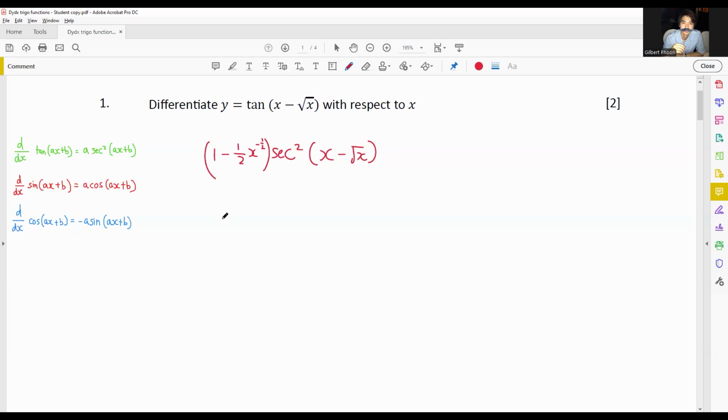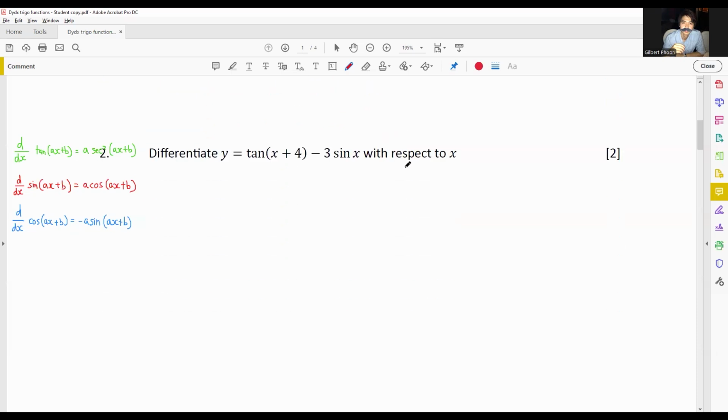Rewriting this whole equation, you would have gotten 1 minus 1 over 2. Bring the negative indices to the denominator, it will become power of 1 over 2, back to square root x, secant square, bracket this, and bracket x minus square root of x. Okay?